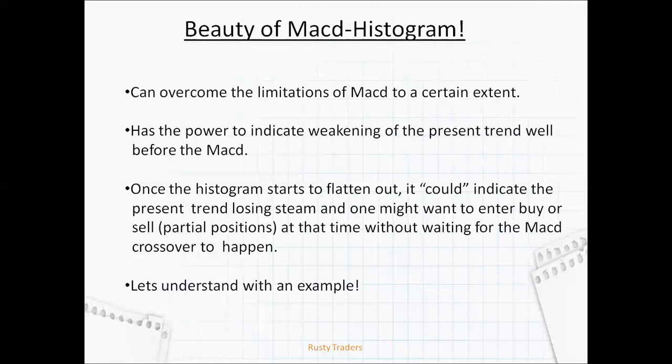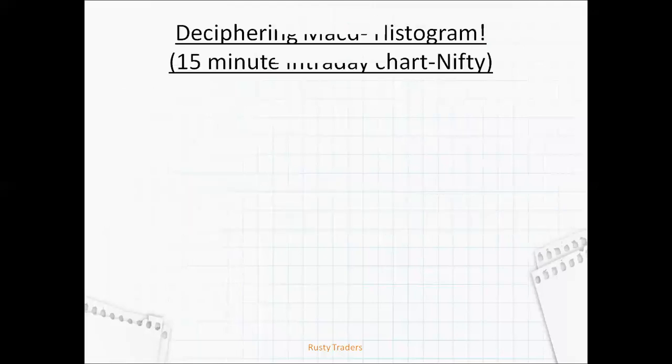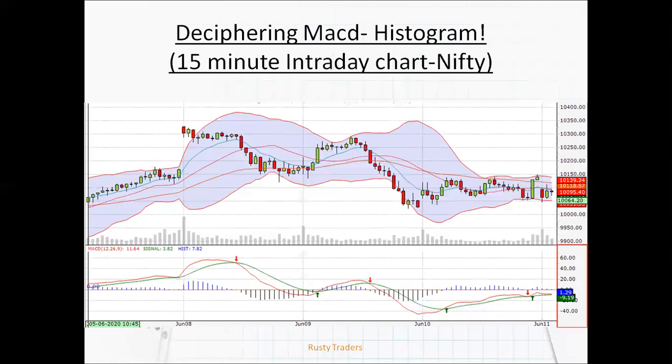So let's understand this with an example. This is the same chart that we have discussed. If you see here, at these two levels, it has started to flatten out, and then if you see, it has started coming down, the histogram that is.